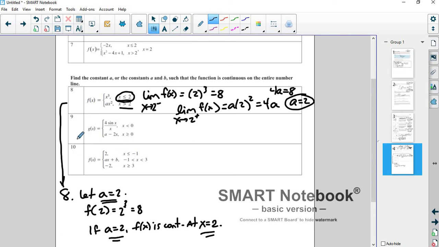So y'all can try 8 and 9 here. 9 and 10. Actually, don't do 9. You can just try 10. Here you're going to have to do 2 of them. You're going to have to do it twice. You need to use x equal -1 and then you also need to use x equal 3 because you've got two variables to check out.